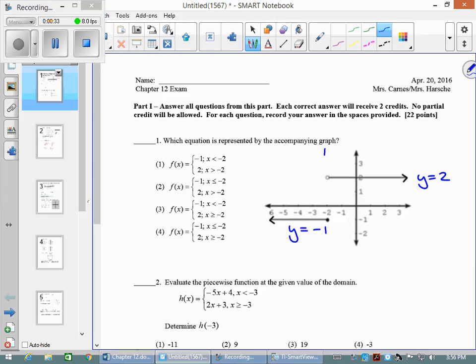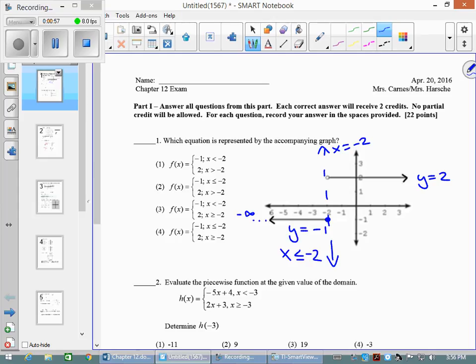So my fence is happening here at x equals -2. If I look at y equals -1, that part of the graph is going to the left of -2, but it has a closed circle. So this part of the domain appears to be x is less than or equal to -2 because it's continuing to go out towards -infinity.